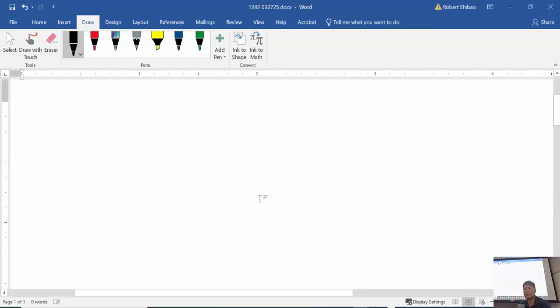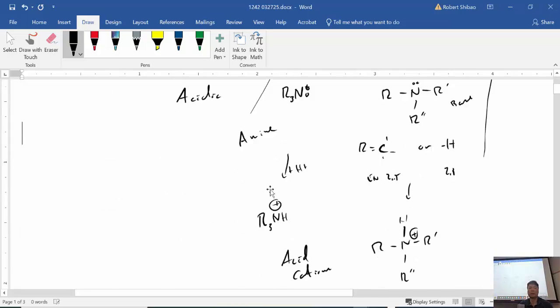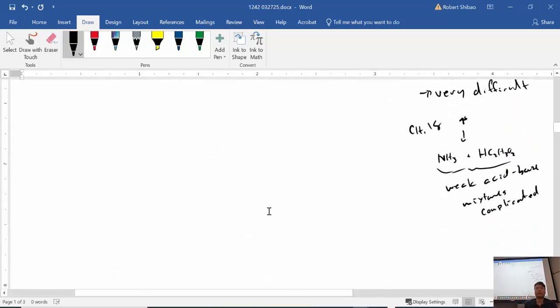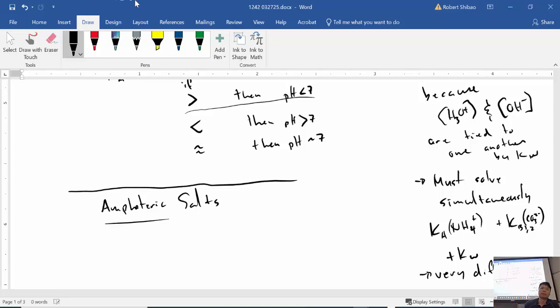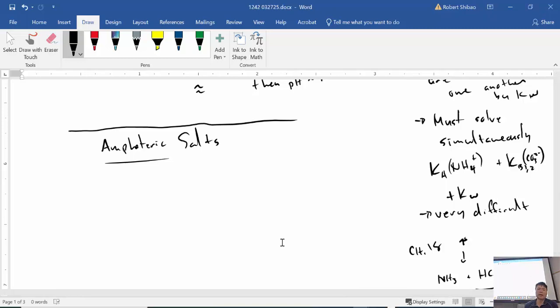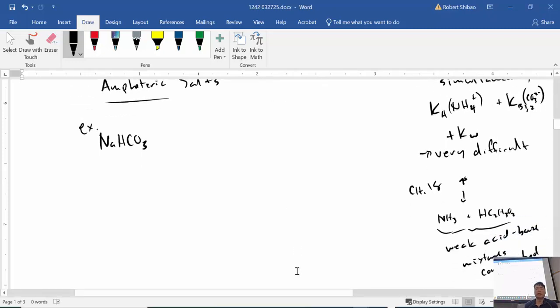There's another type of salt that was skipped over in chapter 17. I'll talk about that now. The other salt that's missing from chapter 17 are the amphoteric salts. The amphoteric salts would be like sodium bicarbonate. And the problem is bicarbonate's both an acid and a base.